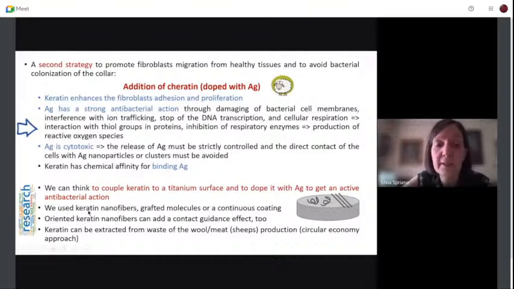And we used keratin in different forms, random nanofibers or aligned nanofibers, or single keratin grafted molecules on the surface, or a continuous coating of keratin. And we obtained similar results. I will show you some results right now. And an interesting point is that keratin can be extracted from the waste of the wool and meat production, so with a circular economy approach.